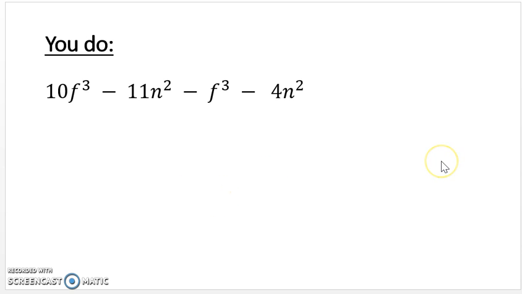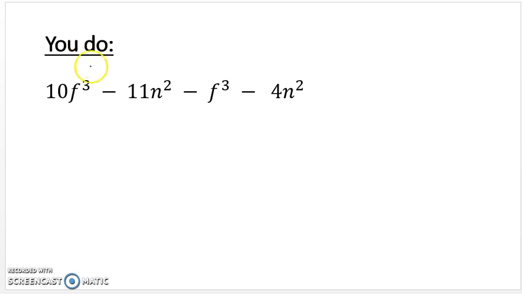Alright, here's one for you to do. This is where you can pause the video, give it a go, and then start it again or press play when you're ready to compare your answer to my answer. I'm going to go straight into answering the question. You give it a go, press pause, and then restart the video.